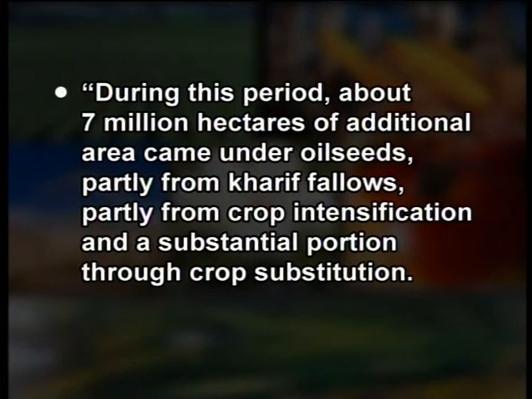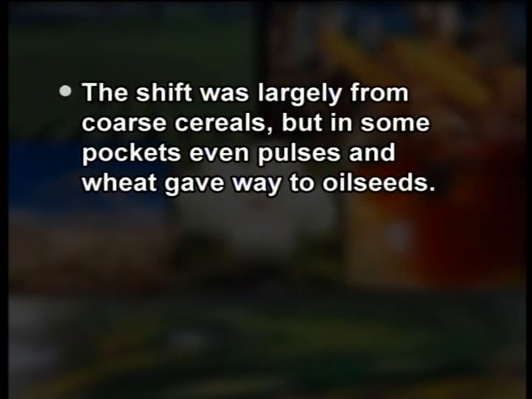So during this period, about 7 million hectares of additional area came under oilseeds, partly from kharif fallows, partly from crop intensification, and a substantial portion through crop substitution. The shift was largely from coarse cereals, but in some pockets even pulses and wheat gave way to oilseeds.